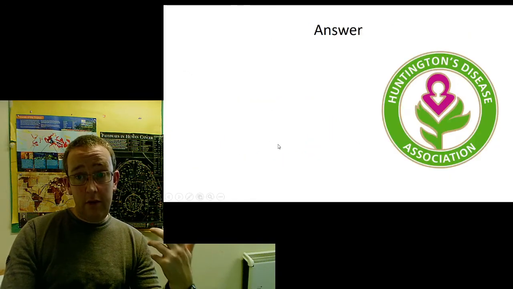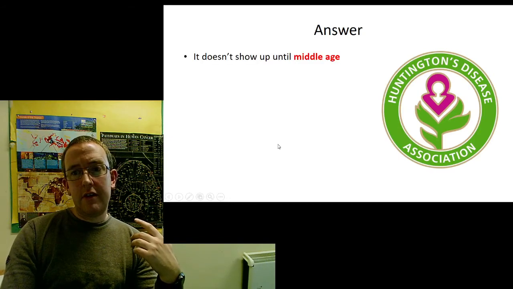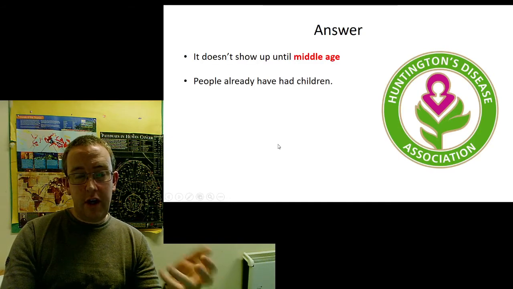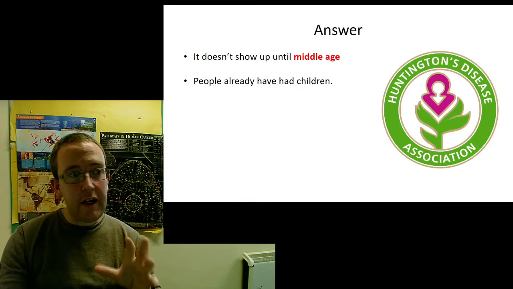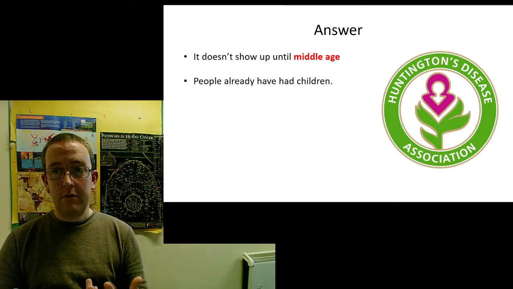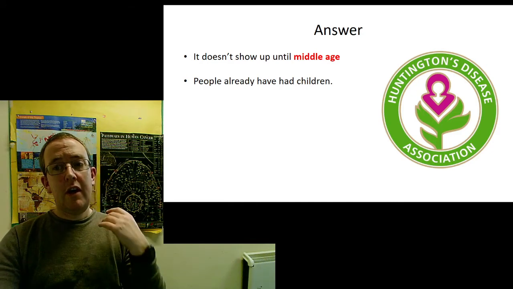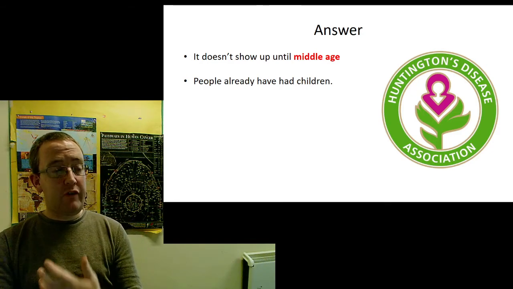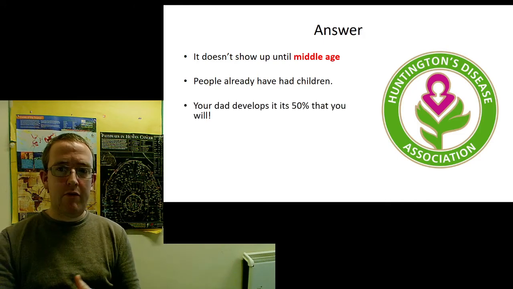Well, the answer to that one is that it doesn't actually show up till middle age. And this is where this disease is particularly terrible. The people who develop the symptoms of Huntington's already have children. So it might show up in their 40s, 50s, 60s, whatever it might be.